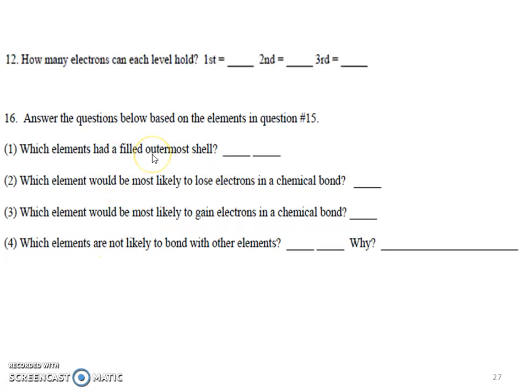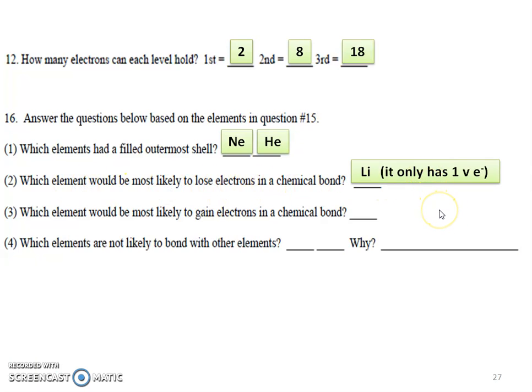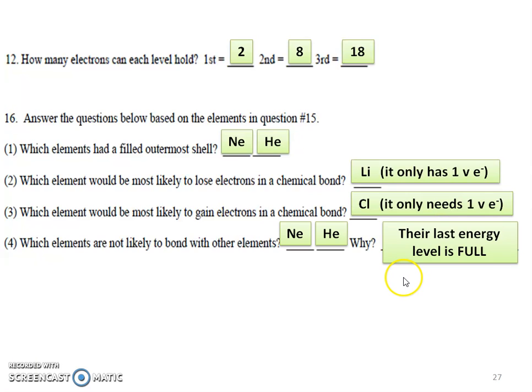Number 1, filled outermost electron shell. Again, referring back to 12 would be neon and helium. The element that loses is going to be lithium. It's easy to lose that 1 valence electron. Chlorine for number 3. And 4 is going to be, again, neon and helium because they have that filled shell.